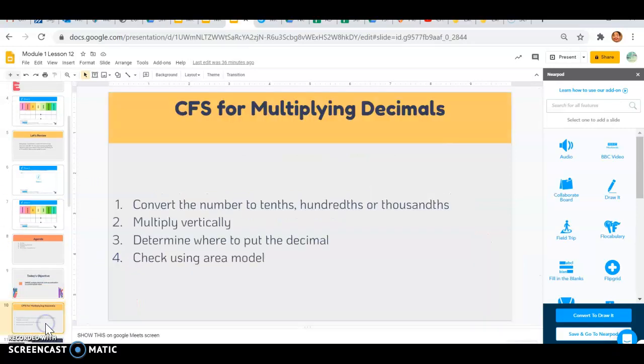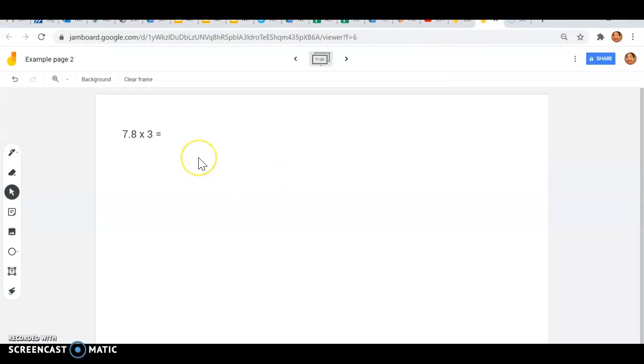So our CFS for today that you should write down as you're going through your Nearpod activity. Step number 1, we're going to convert the number to tenths, hundredths, and thousandths. We're going to multiply vertically, determine where to put the decimal, and then we're going to check using our area model. Okay, so we're going to be doing 2 methods today. We're not going to really be using our place value chart today, but we are going to be using that area model that we talked about last time. So I'm going to go to my Jamboard, and we're going to be multiplying 7 and 8 tenths times 3.